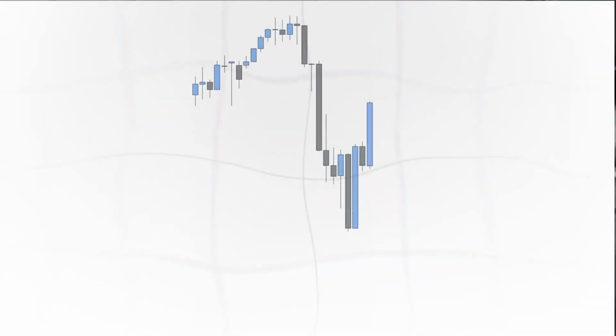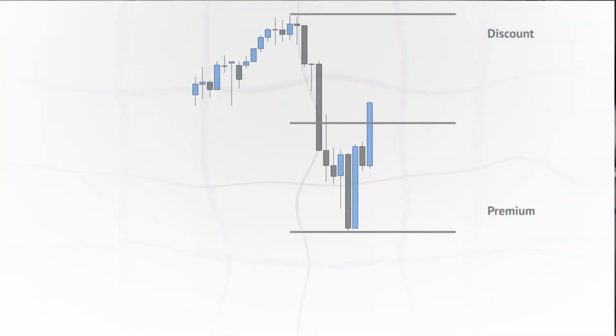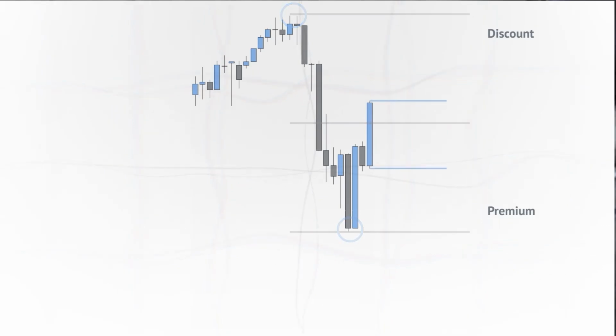The next way you can use CRT to find entry points is by using the concepts of premium and discount market. Here is a clear example. After we see a strong move in one direction or another, we take the high and low of the last leg or impulse. We identify the discount market and wait for a CRT setup to form in the marked area. If the next candlestick closes above or below the previous one, the setup is considered invalid.